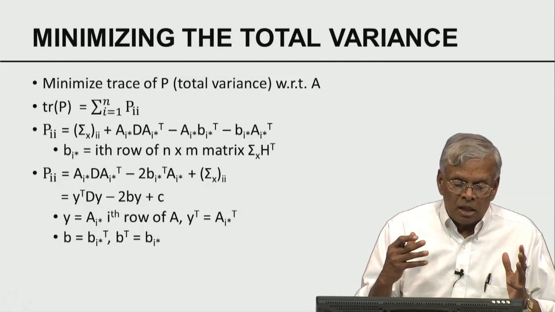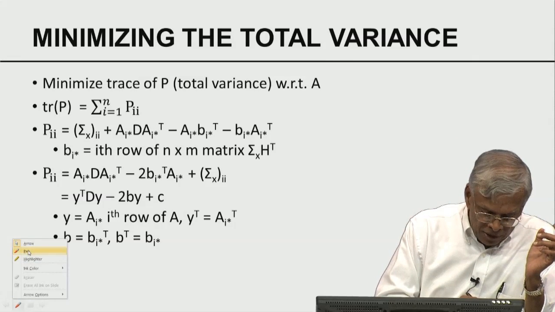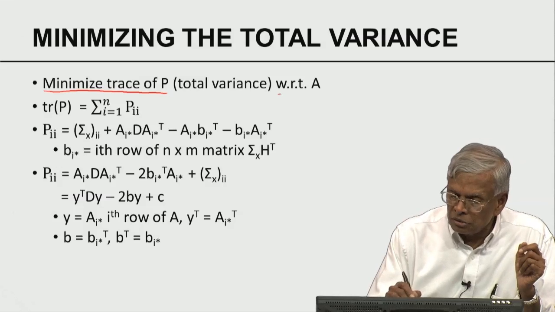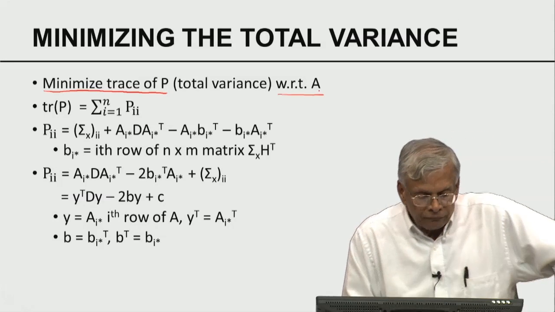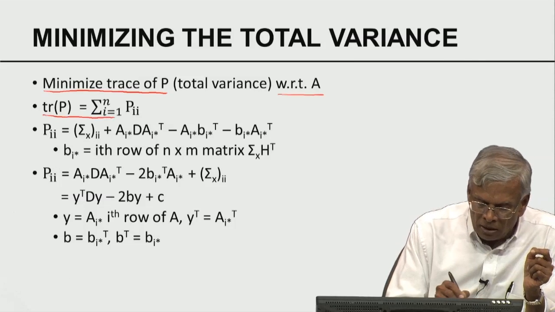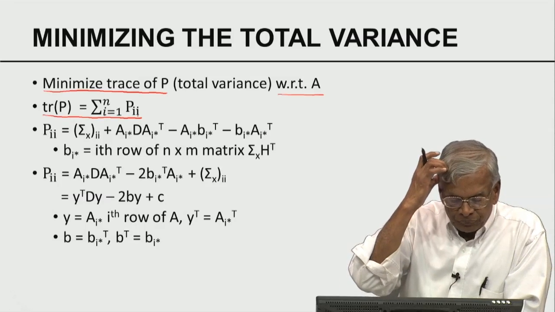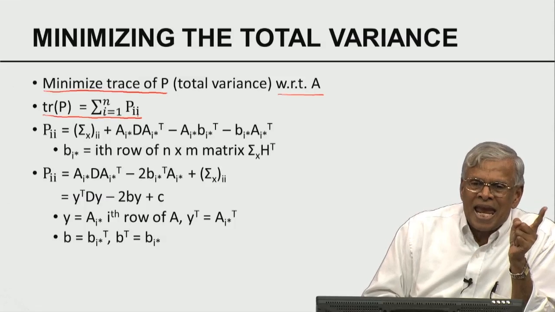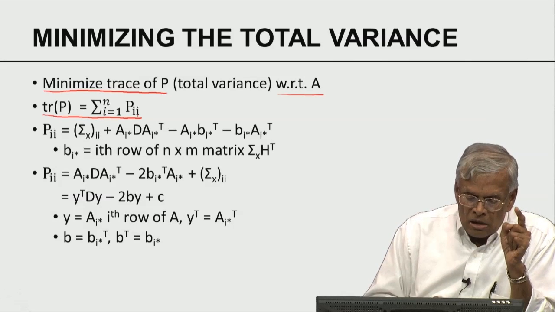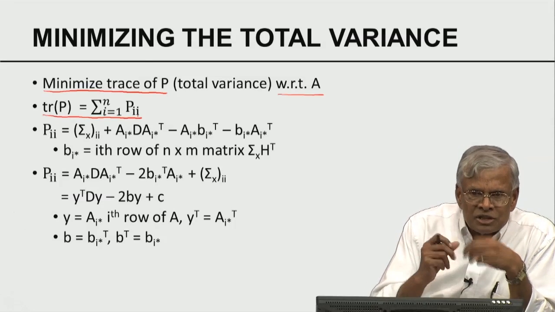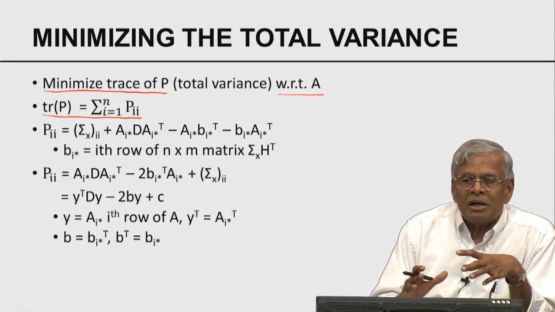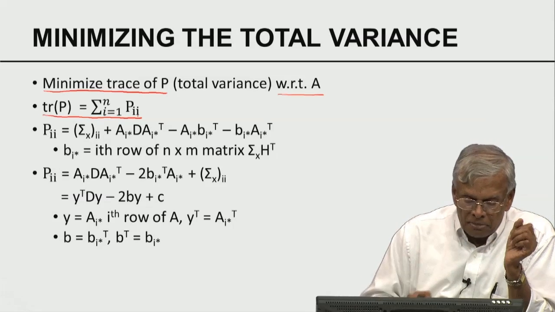So what is the rest of the problem? The rest of the problem is a mathematical problem of trying to minimize the trace of P, which is the total variance, with respect to what? With respect to the yet to be decided free parameter A. Now, what is the trace of P? Trace of P is essentially the sum of all the diagonal elements PII. Now, please remember, A has n square elements. So we are going to be minimizing a scalar quantity called trace of P that depends on the elements of A. Elements of A, there are n square of them. So in principle, we have to do a minimization over n square variables. That is the computational problem of interest in here.